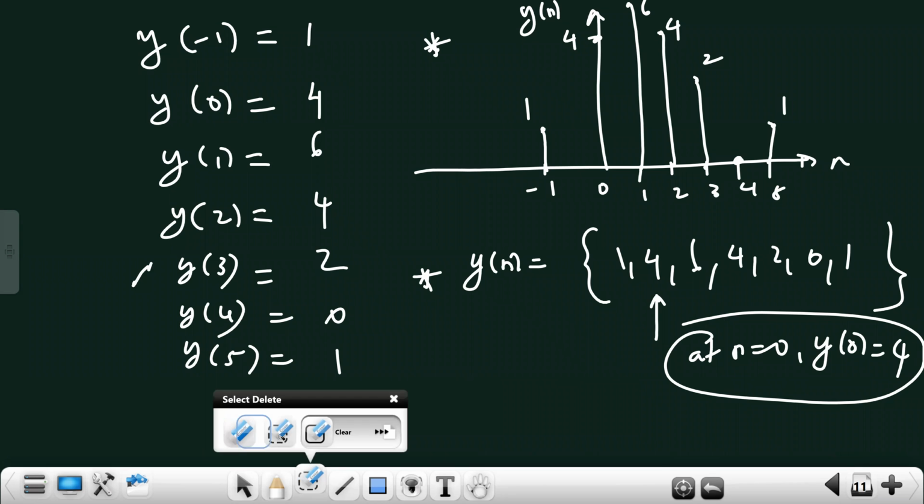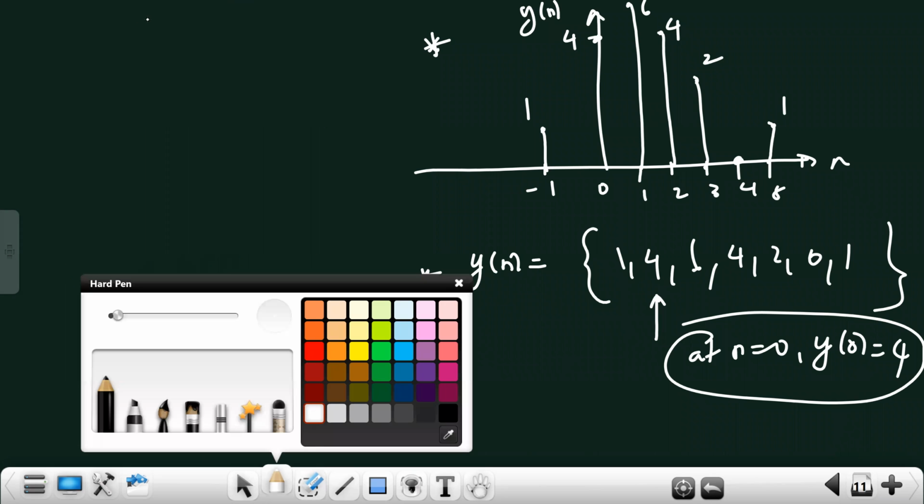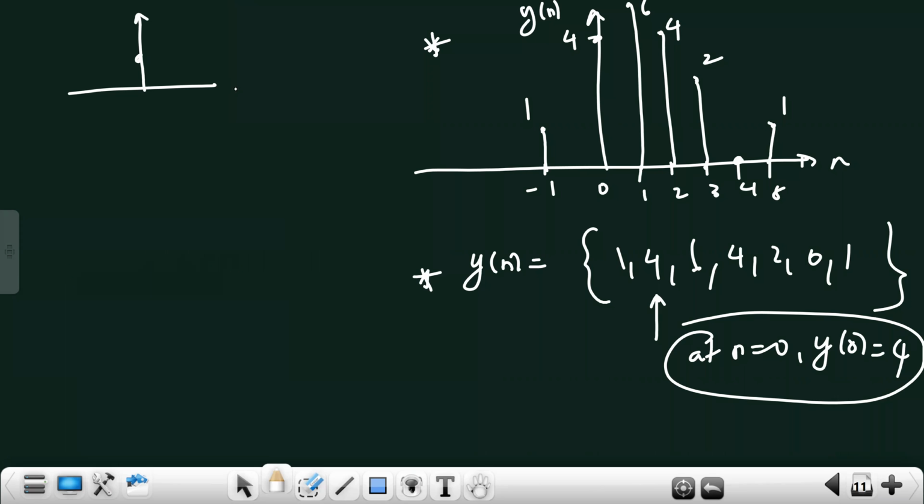Okay, so how are you going to represent this in equation format? Now one of you can answer me. Suppose this is a signal that you have got. How will you call this signal, or how will you represent this particular signal in equation form? Don't write anything. I just want you to tell me the answer. How will you represent this particular signal?